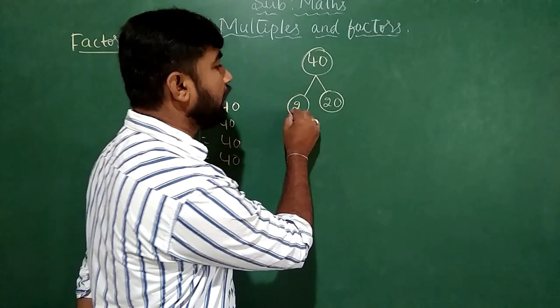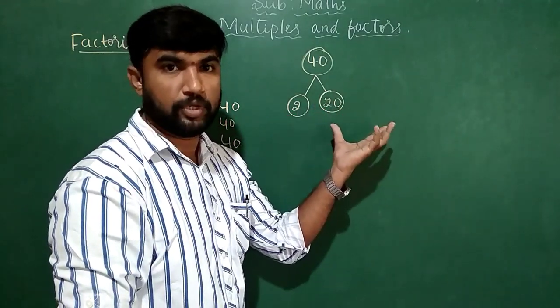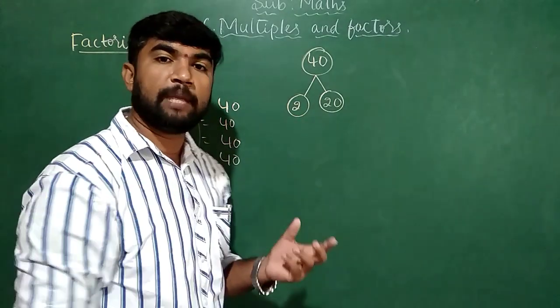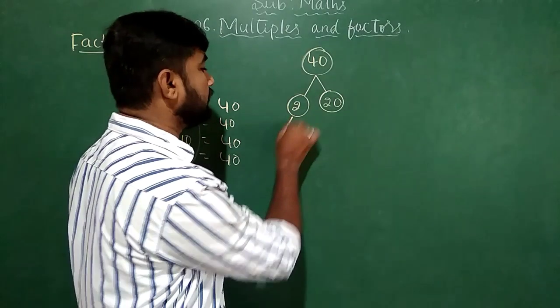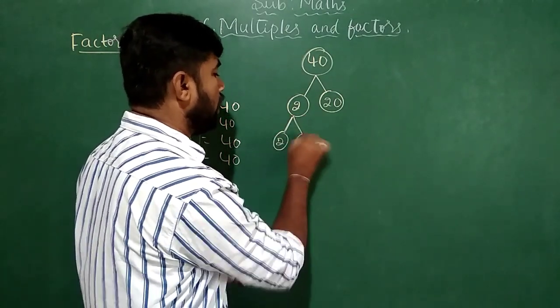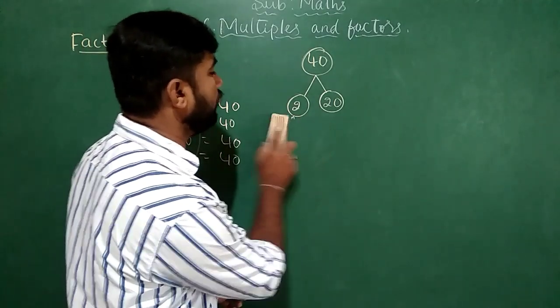Next, afterwards we got the 2 numbers, that is 2 and 20. But 2 again is a multiple of 1 or else 2. 2 ones are 2. Again we are getting the same, so there is no use in writing it further.